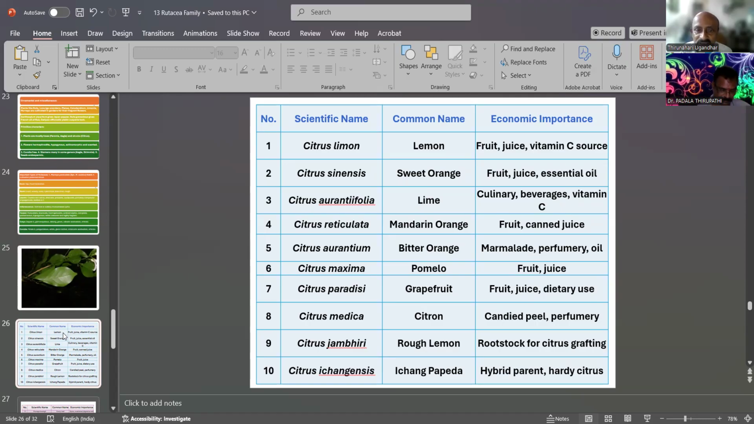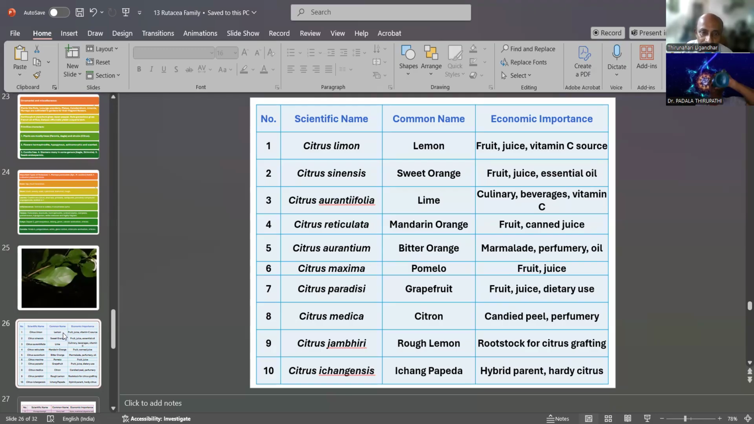vitamins. Then Citrus sinensis, Citrus aurantium, Citrus reticulata, Citrus maxima, Citrus paradisi, Citrus medica, Citrus jambhiri, then Citrus aurantifolia, all of which also have common names. But this one is economically important. All fruits, the Citrus genera, are majorly fruits, fruit juice, essential oils. It is also called rich in vitamin C, which is highly present.